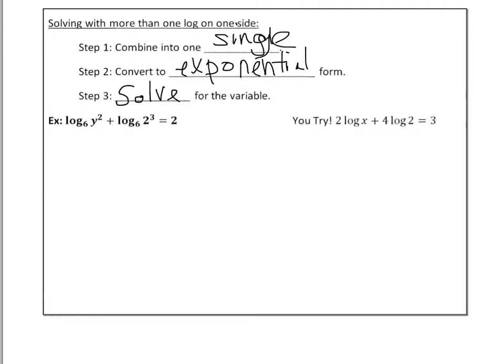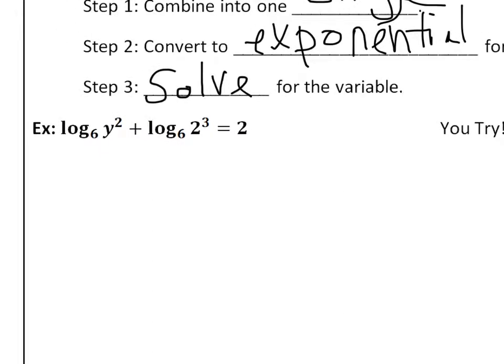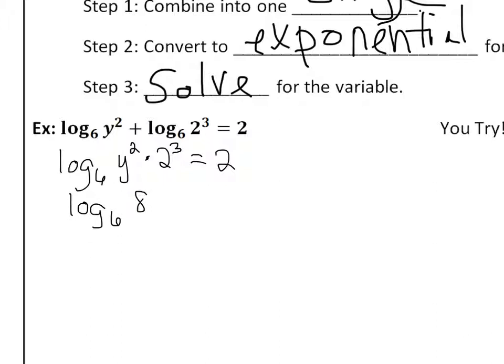So in our first example, we have two logs with the same base that are being added. Well, when we add two logs, that means we can multiply to put them together. So we've got log base 6 of y squared times 2 cubed. That's going to equal 2. Well, I know that 2 cubed is 8. And when we've got a number and a variable, the number comes first. So this becomes 8y squared.